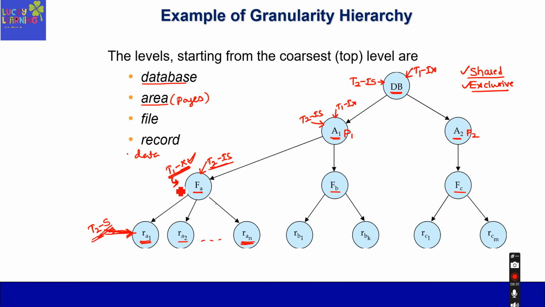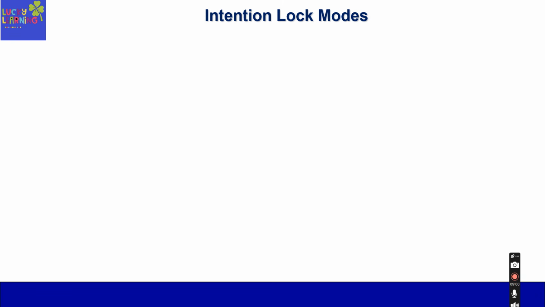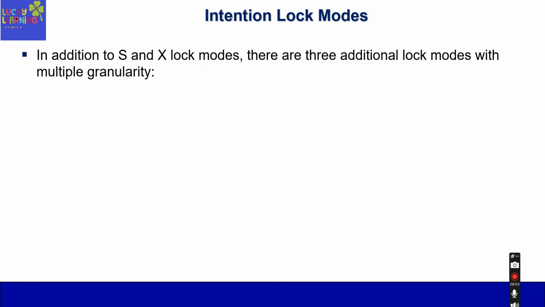So what T1 will do is simply wait for T2 to release the lock. It doesn't require verifying all the children's locks. Correct or not? That is a benefit of intention lock modes. Intention lock modes are for indicating the intention of a transaction to lock a particular node. So in addition to shared and exclusive lock modes, to implement this multiple granularity locking protocol, we also have additional lock modes called intention lock modes.